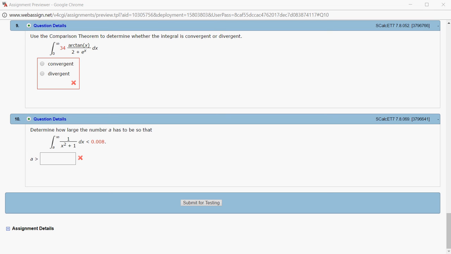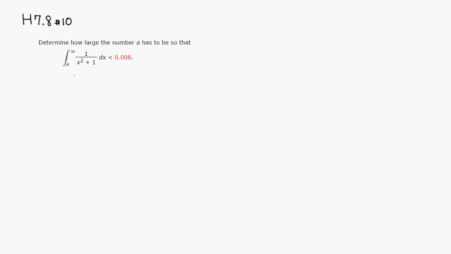All right, let's look at the homework 7.8, problem number 10. So we want to find the value of a so that this improper integral is less than 0.008. Right, so let's do that. So we just need to evaluate this.